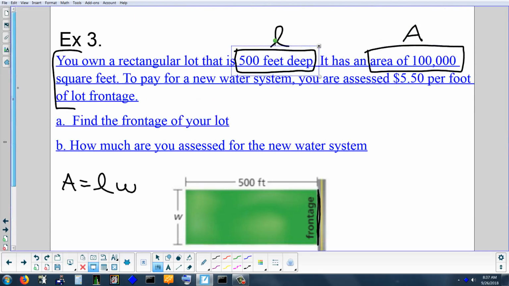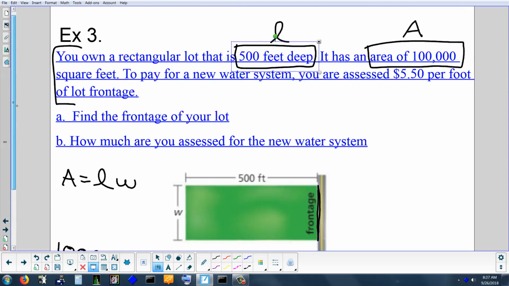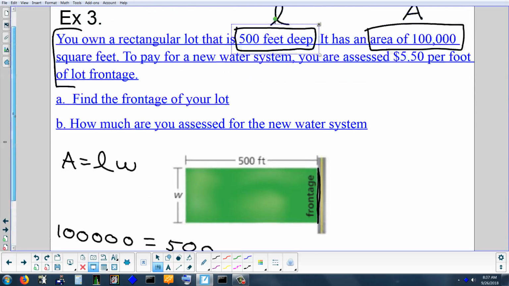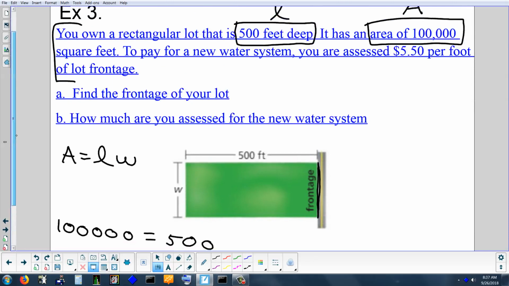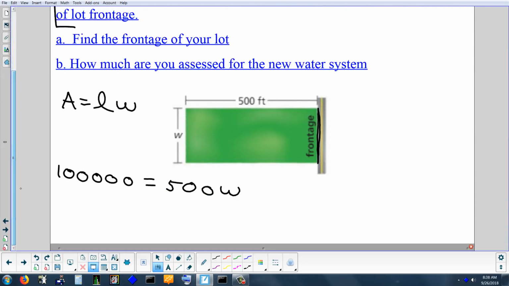Area, what do I plug in for area? 100,000. What do I plug in for length? 500. What do I plug in for width? Yeah, we just leave it as W. We don't know what it is. And you can use X, you can use any letter, but if I use W, I'll remember, oh, W is width. And now, Donovan, you were telling me the next step. How do you get W by itself here? You divide by 500. Yep. Divide by 500.